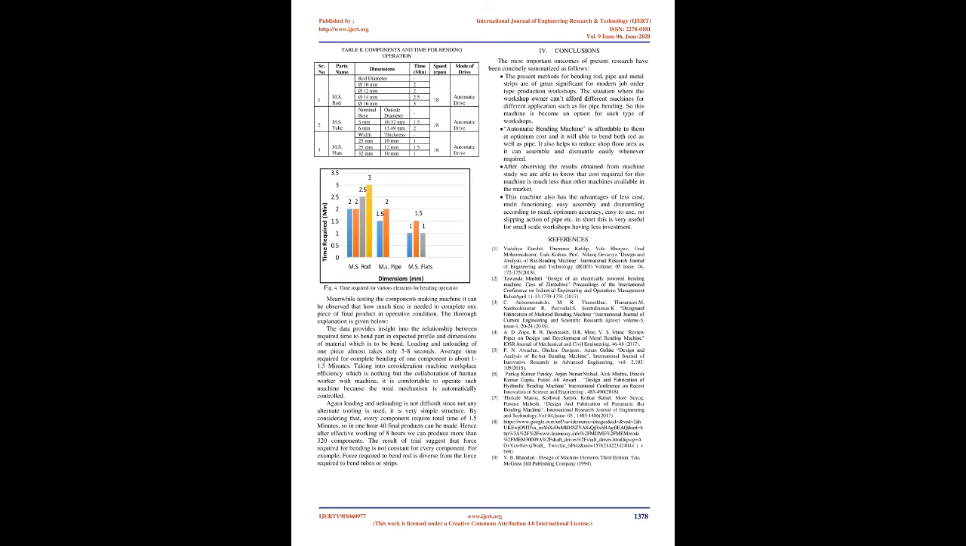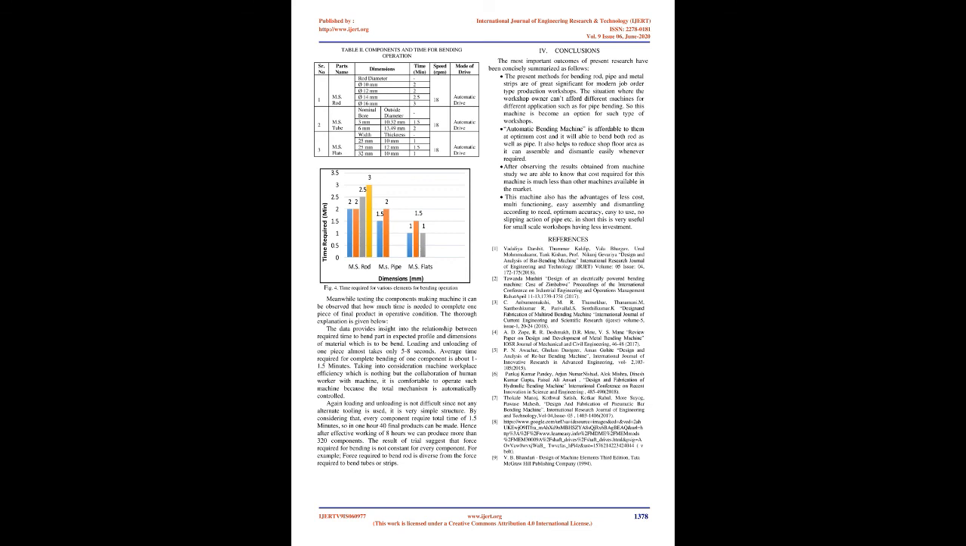4. Conclusions. The most important outcomes of the present research have been concisely summarized as follows. The present methods for bending rod, pipe, and metal strips are of great significance for modern job order type production workshops, where the workshop owner can't afford different machines for different applications such as pipe bending. So this machine becomes an option for such workshops.